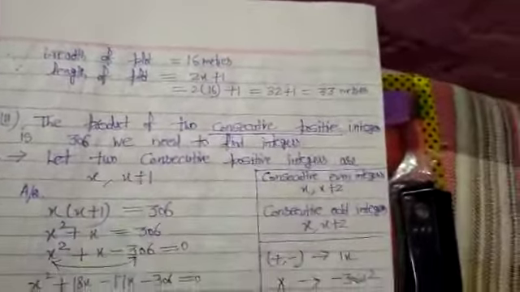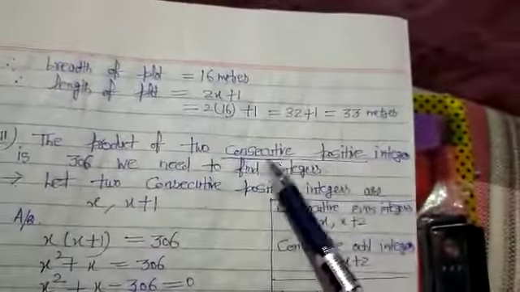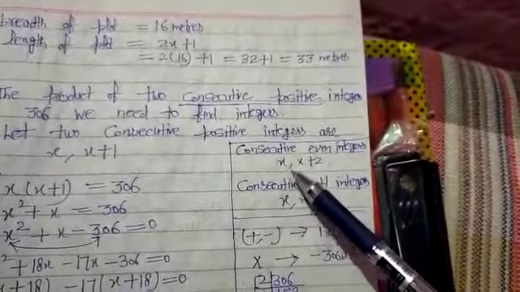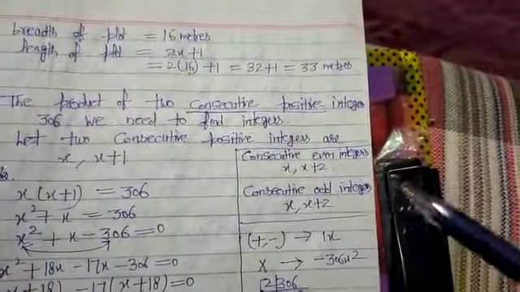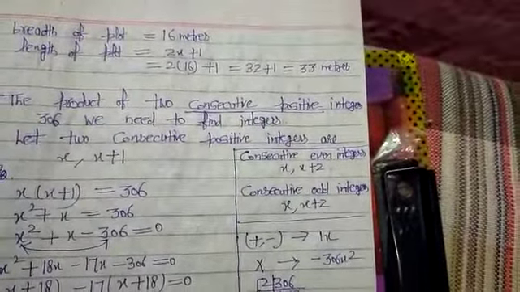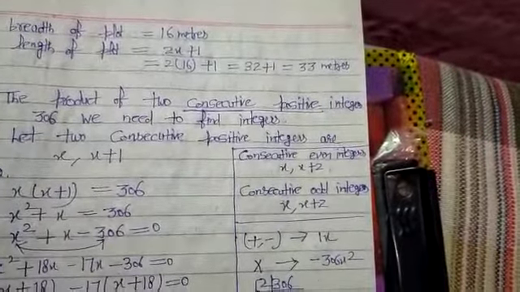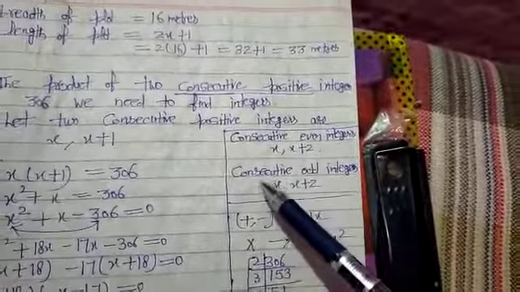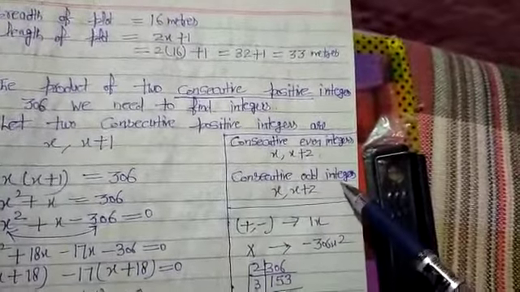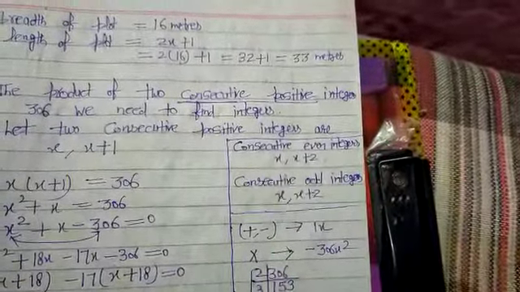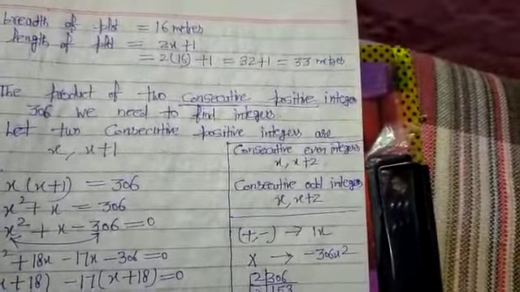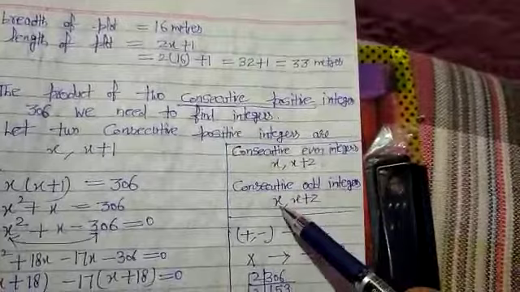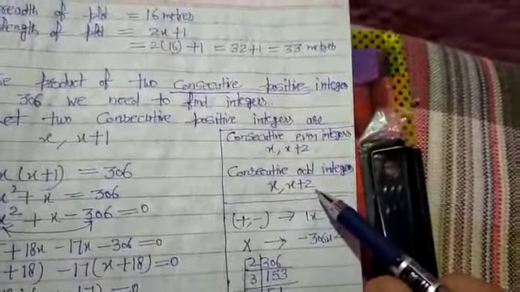Suppose the examiner changes the question, and instead of consecutive positive integers, he writes consecutive even integers. Even integers, let us suppose 2, then after that 4 is coming. So a new even integer comes after adding 2. In general, we will take x and x plus 2. If you ask consecutive odd integers, like 1, 3, 5, the odd integer also comes after adding 2. So we will take in general form x and x plus 2.